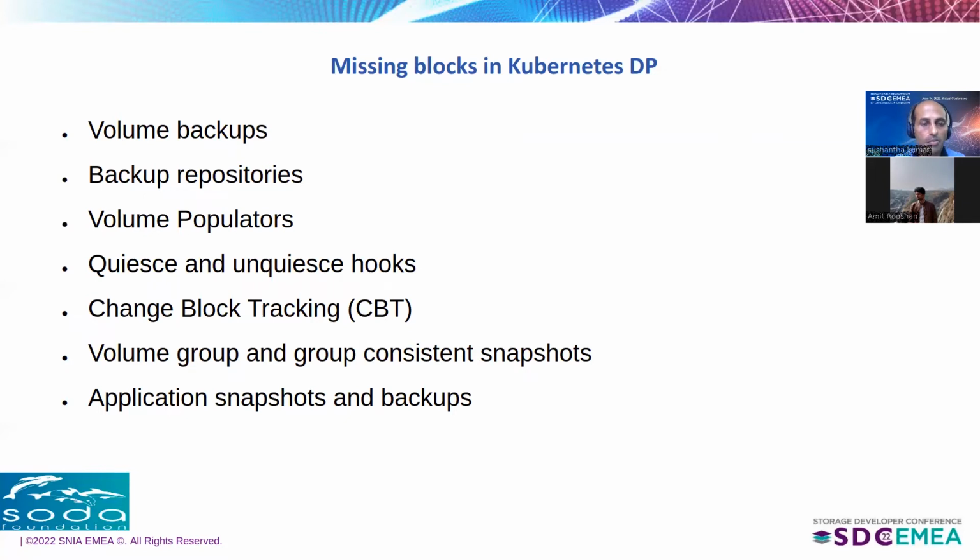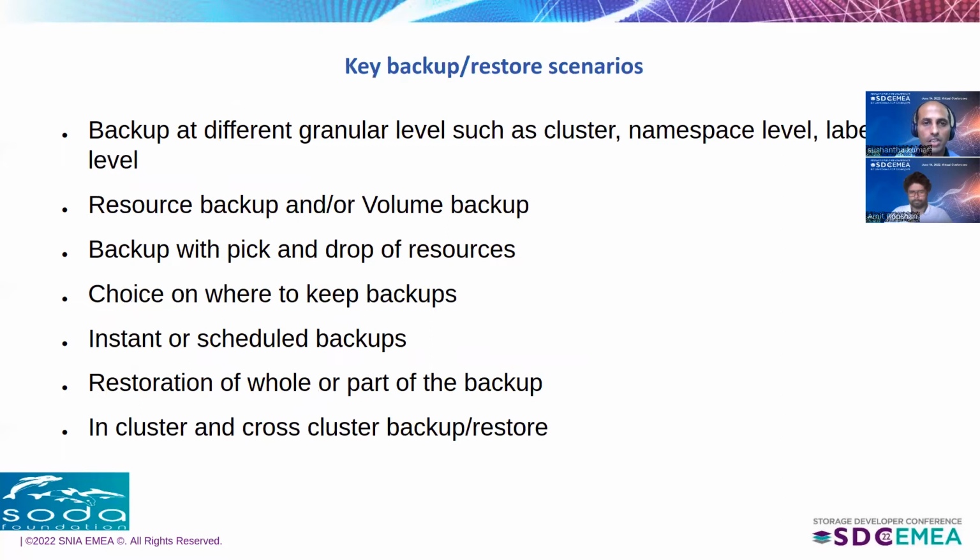And before executing the backup and restore features, there may be a necessity to stop or start certain applications on a need basis, and then do the backup and restore. There are also more efficient ways of doing this, such as change block tracking to avoid a complete backup, volume group consistent snapshots, and application snapshot backups. So these are some of the missing blocks identified, and this list keeps growing. Some of the things have already been finalized, merged, or are under review, so all these things are at different stages of their life cycle.